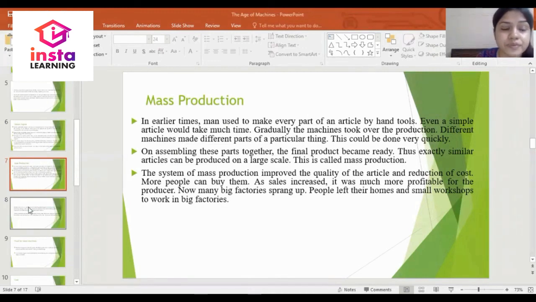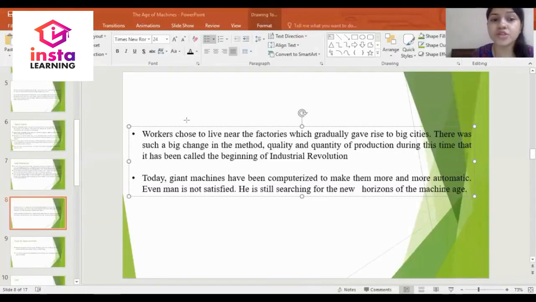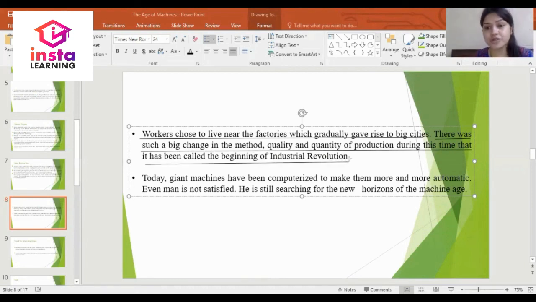So workers chose to live near the factories, which gradually gave rise to big cities. There was such a big change in the method, quality, and quantity of production during this time that it has been called the beginning of the industrial revolution.